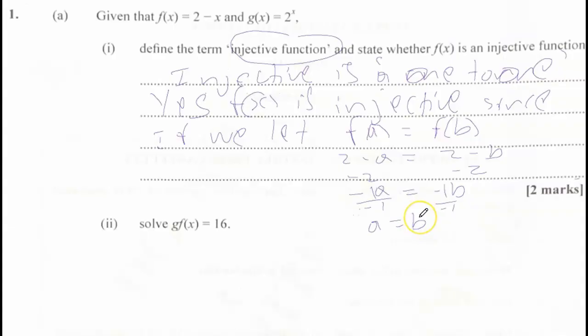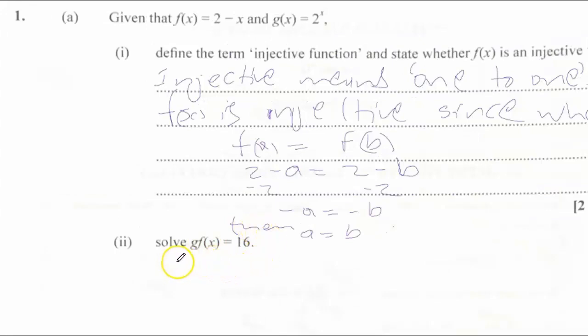So if f of a equal f of b, then a should be equal to b. That's how we prove if a function is injective. Let's move on to part 2. g f of x equal to 16. Solve for x. So we need to find g f of x.